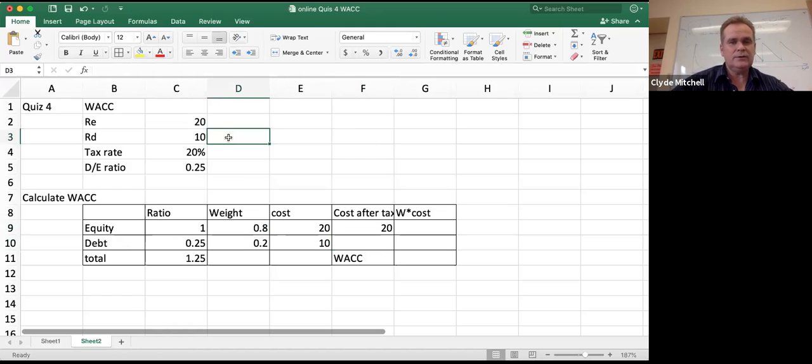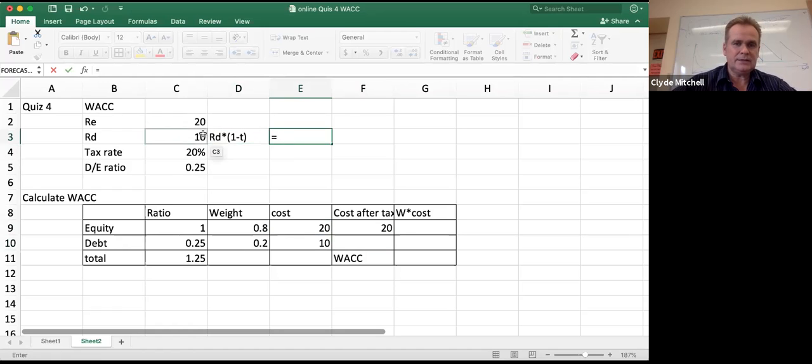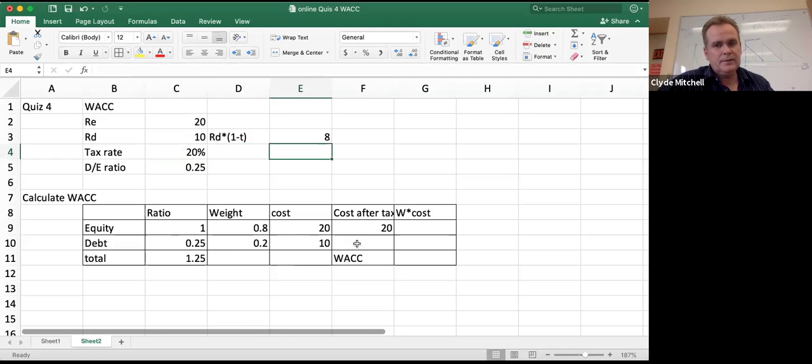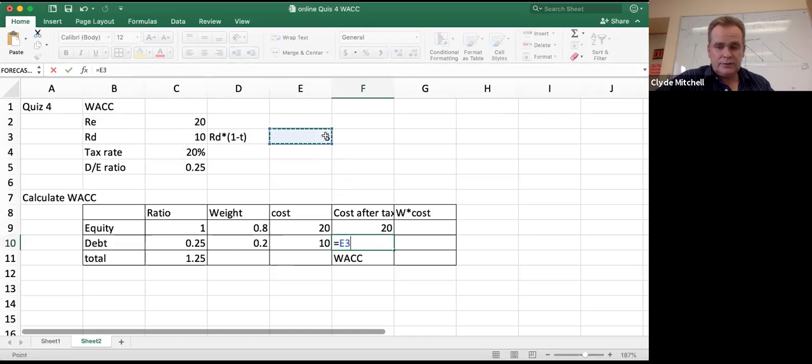What I want to do is take RD and multiply it by 1 minus the tax rate. The tax rate here is 20%. So I'm going to take my 10% and multiply it by 1 minus my tax rate. If I think of taking 20% off of 10, what am I going to get? It should be about 8. There we go. So I'm going to bring that in down here. You could have done the calculation down here. I normally do, but here I just wanted to show it to you.